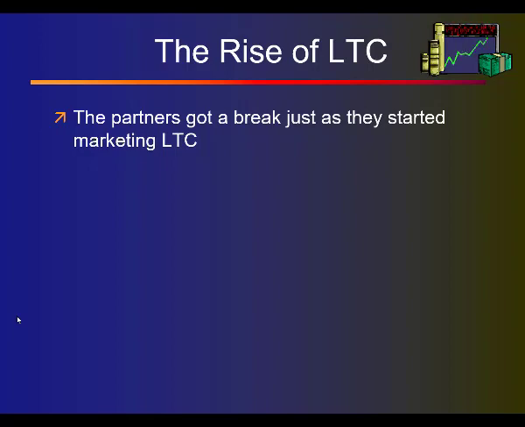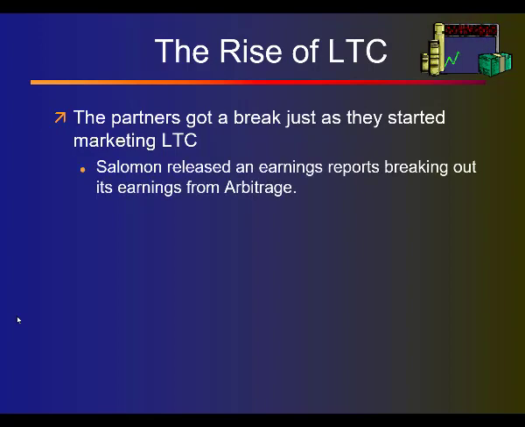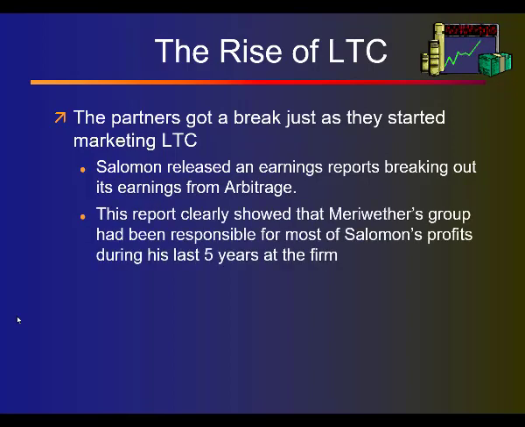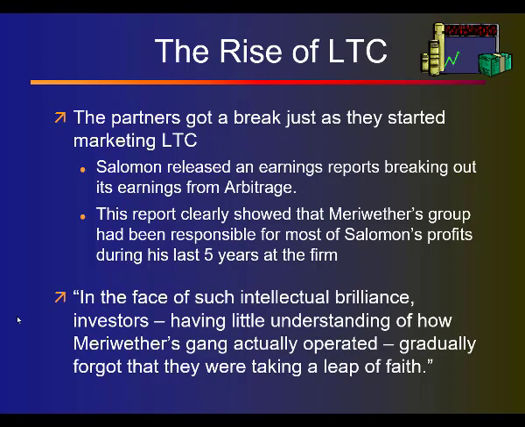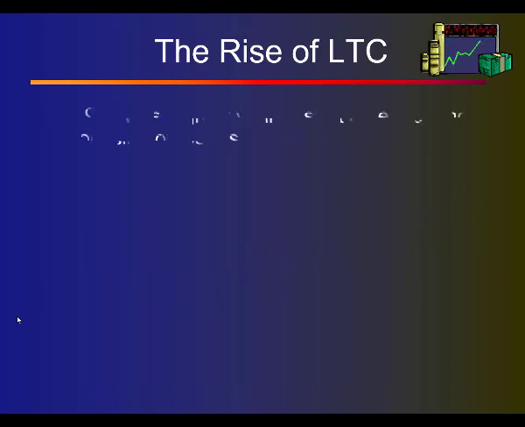And so they started at the perfect time. 1994, Solomon just released earnings, and what they discovered was that the section of Solomon that Meriwether was running was actually most of Solomon's profits. So Meriwether got this great press at the beginning of starting this firm, and essentially investors said, "Wow, this is where we got to be." They're trusting the history he had at Solomon. They're trusting all these Nobel Prize winners, all these MIT degrees, and essentially people were just blindly trusting this guy.